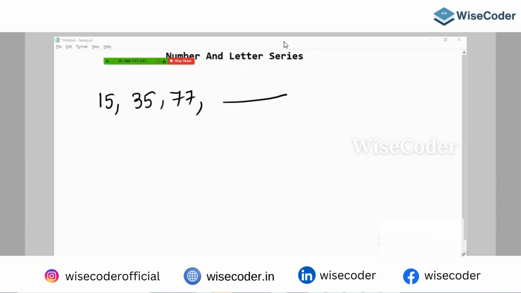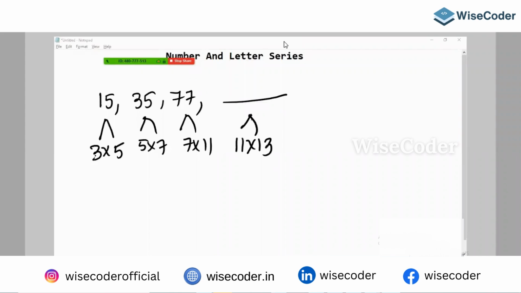Once you look at it, you can say this is 3 into 5, this is 5 into 7, and this is 7 into 11. 3, 5, 7, 11 are prime numbers. So the next prime must be 13, so 11 into 13. If you multiply 13 into 11, you get 143. Guys, you should have a clear understanding of prime numbers.